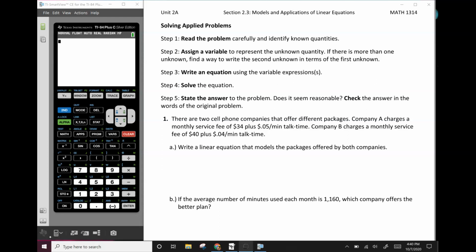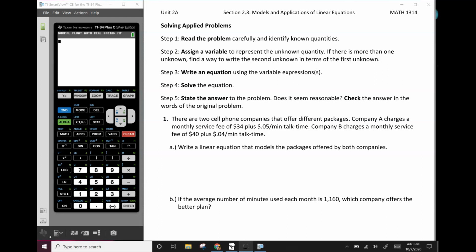Step 3, write an equation using the variable expressions. Step 4, solve the equation. And then step 5, state the answer to the problem and make sure that it seems reasonable, and then check the answer in the words of the original problem. So that last step is just stating your answer and making sure that your answer actually makes sense.